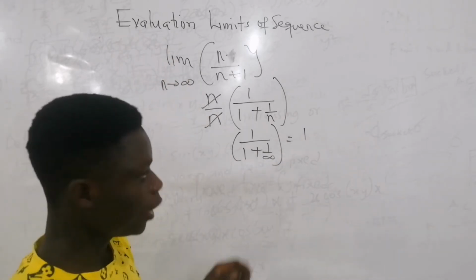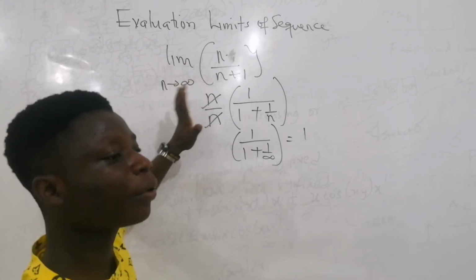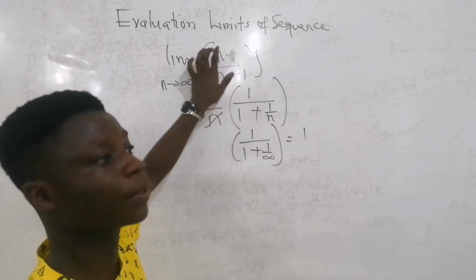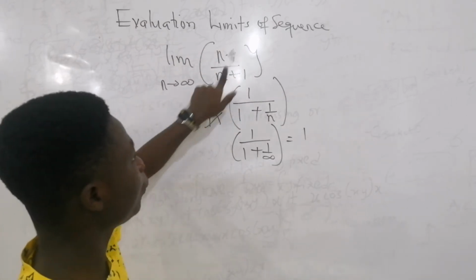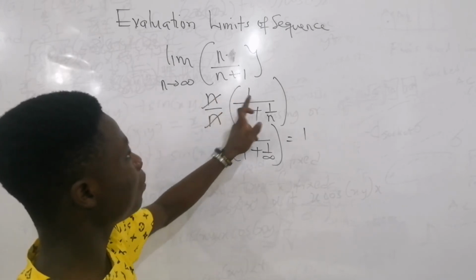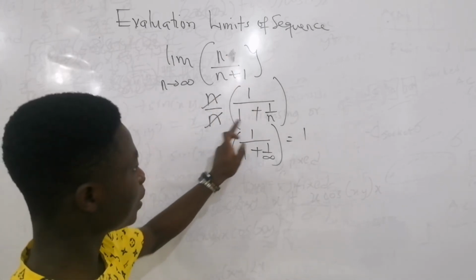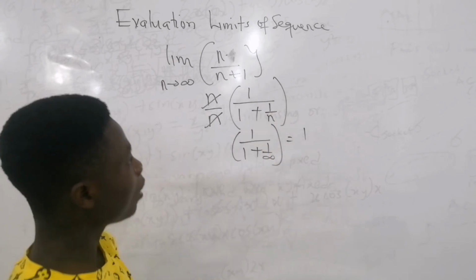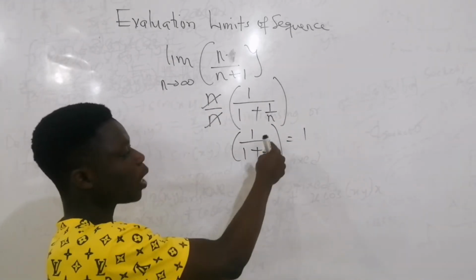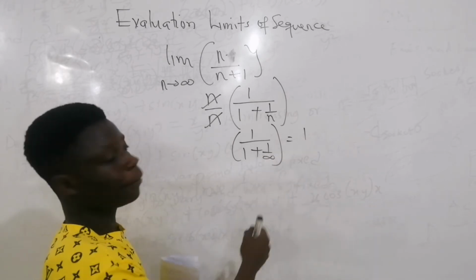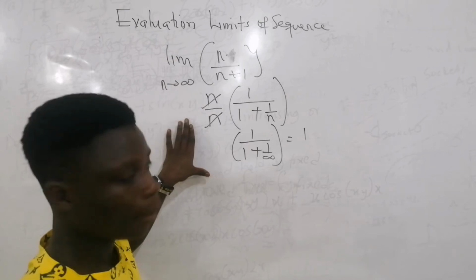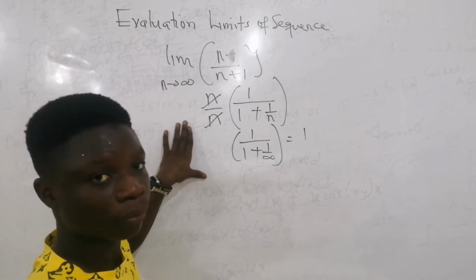Now let me show you again. First, you factorize n with the highest exponent, which is n. So n over n. When you factorize it, the top gives you 1, and the bottom gives you 1 plus 1 over n. Now we are taking the limit as n approaches infinity, so we put infinity inside. 1 over infinity is 0. Therefore 1 over 1 gives you 1. So the limit of this is 1. This is the Fibonacci method.